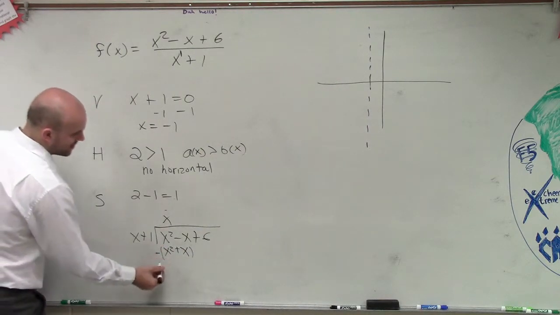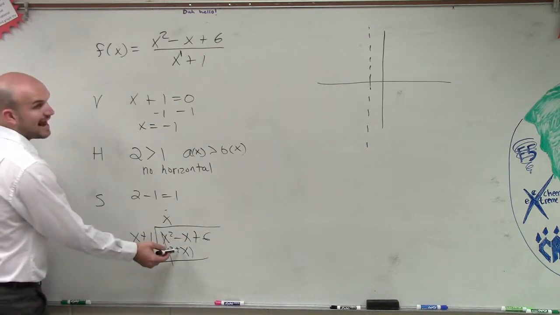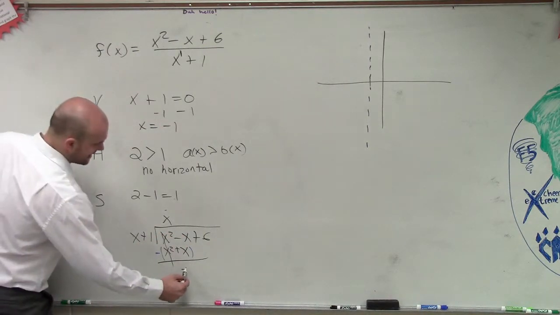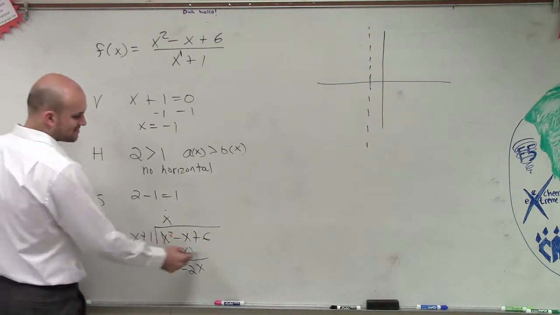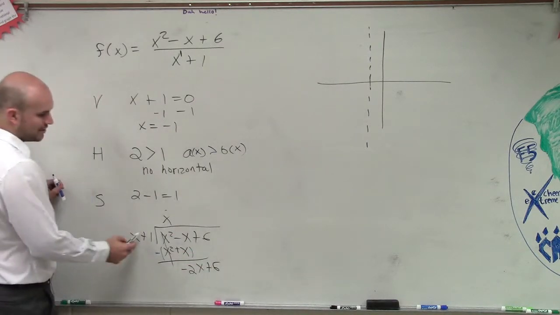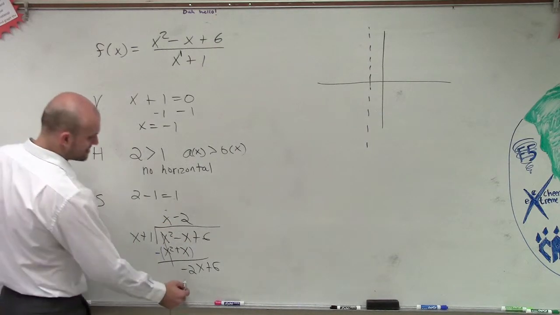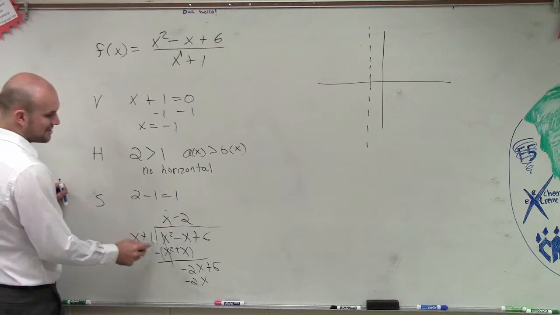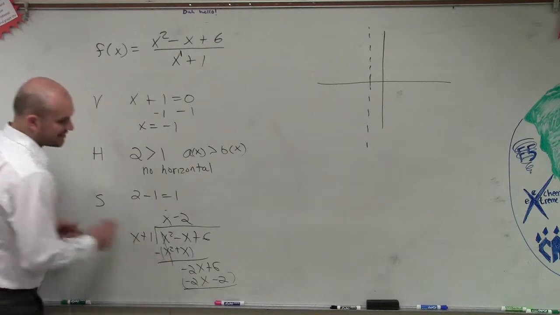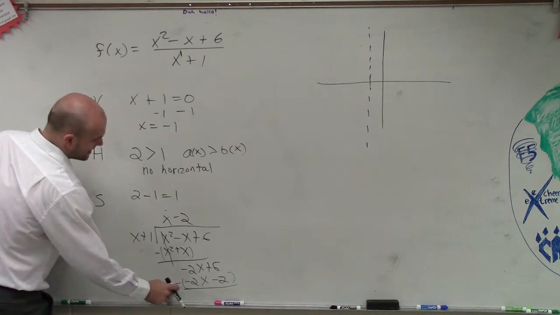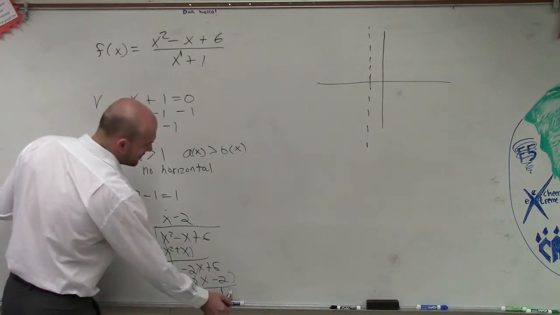So x squared minus x squared, we know now, goes to 0. Negative x minus x is a negative 2x. Right? And then 6 minus 0 is just going to be 6. So then we do x divides into a negative 2x, negative 2 times. Negative 2 times x is a negative 2x, and negative 2 times 1 is negative 2. Subtract the whole row. Negative 2x minus a negative 2x, that goes to 0. 6 minus a negative 2, that goes to 10, which is our remainder.